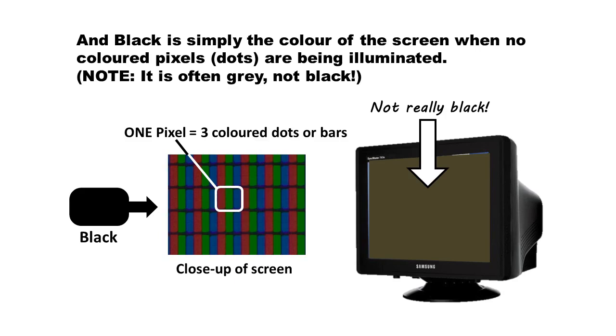Oh, and by the way, the screen is often dark grey, not black. When the device is switched on, the black areas of an image only look black because the grey screen looks very dark compared to the bright colours on the projected image.